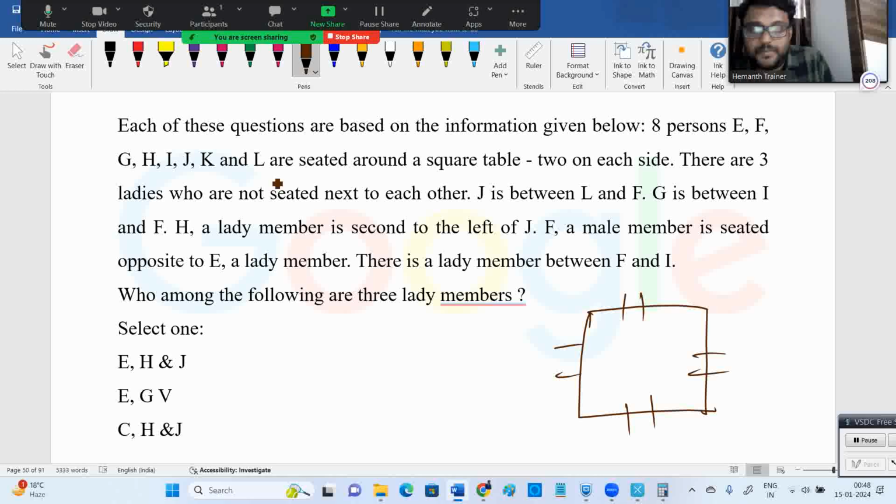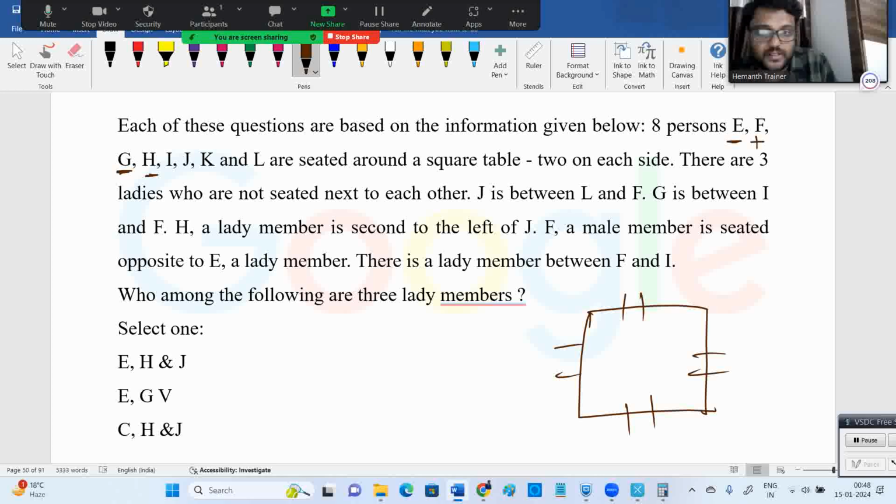H is a lady member, F is a female member, E is a lady member. So one more lady member is yet to be decided. There is a lady member between F and I. G is between I and F. So there is a lady member between F and I. G is between I and F means G is a lady member.